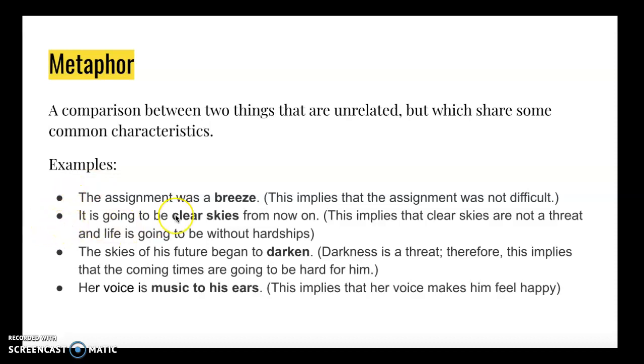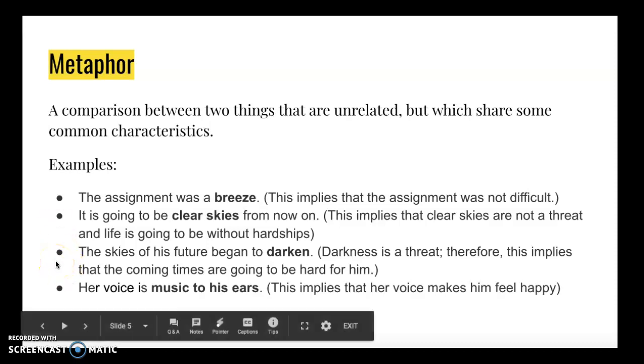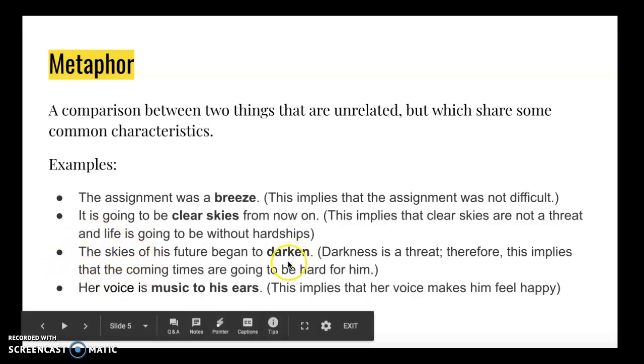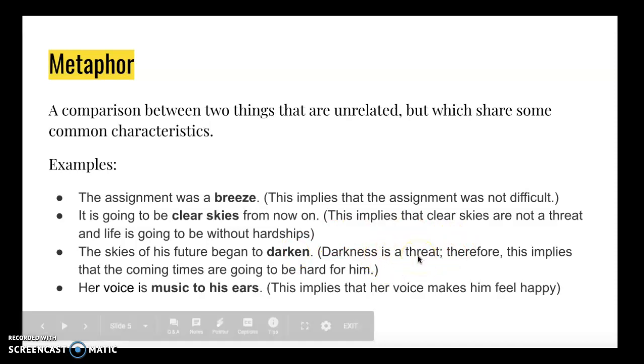It is going to be clear skies from now on. Okay, so that just means when we think of a clear sky, it's pretty out there, it's a positive thing. That just means that things are going to be easier. All right? Okay, let's jump down to the third one right here. The skies of his future began to darken. So when we think of darken, we think of a negative kind of connotation or a negative thing. So the skies here are going to darken, which means that there's not going to be a very good future for this person, or that there's going to be really hard times to come.